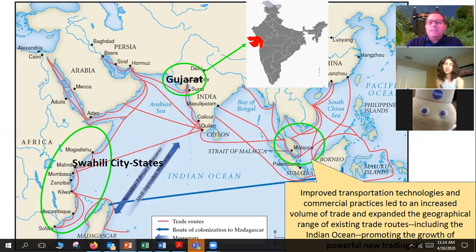And so what that leads to, once they figure these things out, is an increase in the volume or the amount of trade that's taking place. Okay, and if you look, we can focus in on three areas. India, obviously, would be one of them. The east coast of Africa over here in these Swahili states, and then down here in the South Pacific, in the area around Malacca. Okay, so these are generally going to be three of the hubs, if you will, for trade along the Indian Ocean. And you can also kind of see how it's somewhat triangular, involving all three of these hubs, okay?